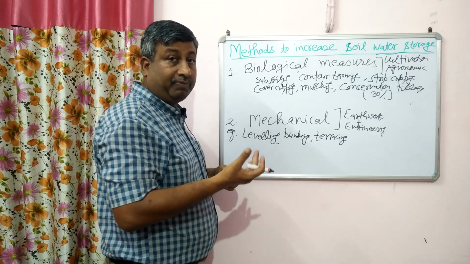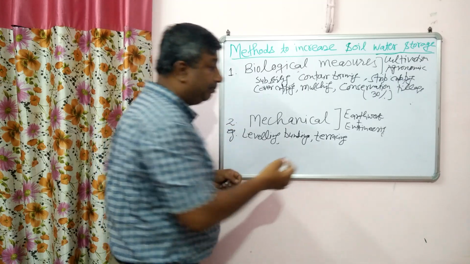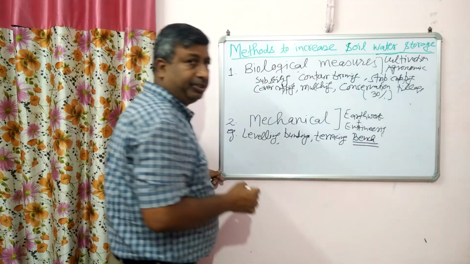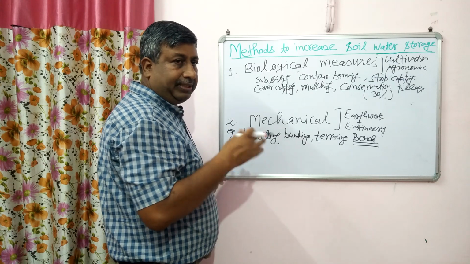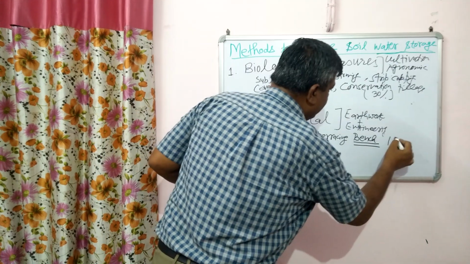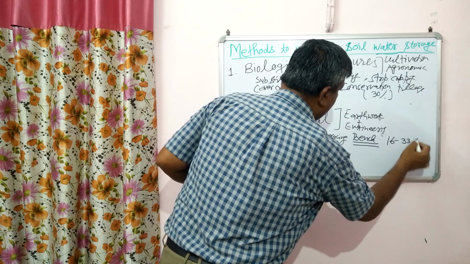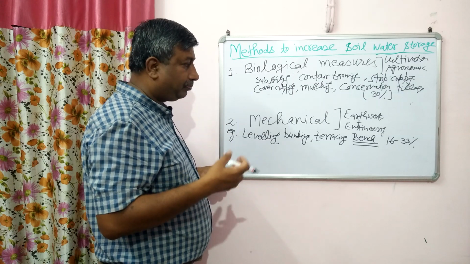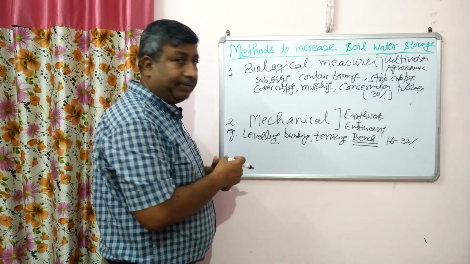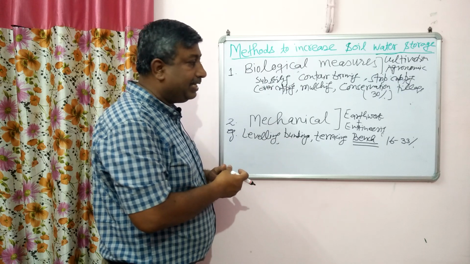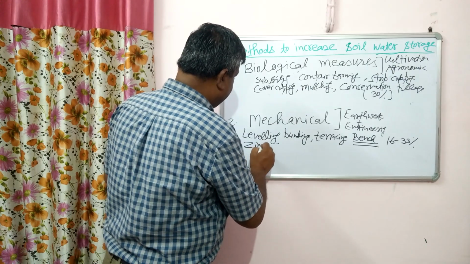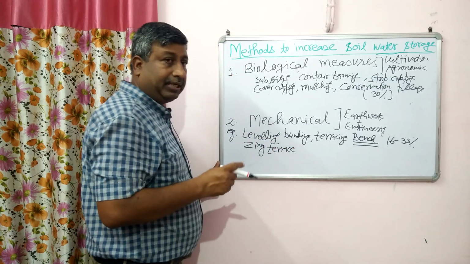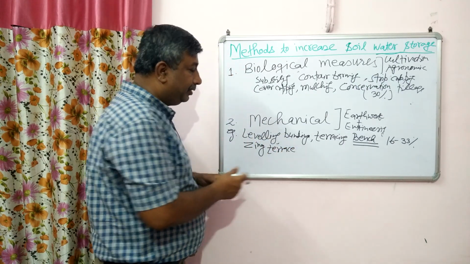There are different types of terrace. Very common is bench terrace, generally asked in examination. The slope is reduced in such a way that a terrace, a platform, is made, and it is adopted generally in 16 to 33% slope. So this question is generally asked in examination. So bench terrace, maybe diversion terrace, maybe retention terrace, maybe jing terrace. Jing terrace is a different type of terrace. So there are different types of terrace.